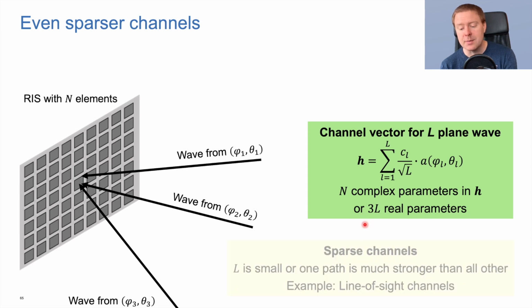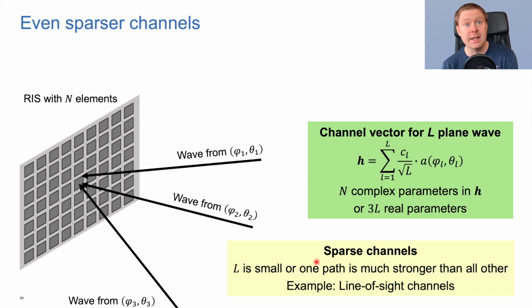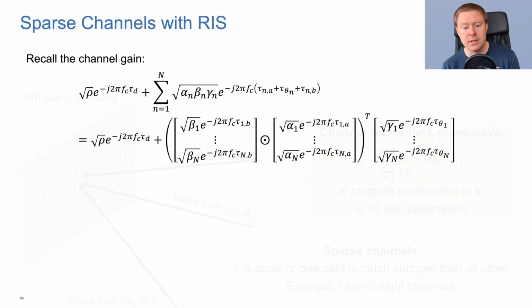But if L is much smaller than N, or if you have one path that is much stronger than the other one, which is typically the case in line of sight channels, well, then we can probably model it as a sparse channel and say that even if it's described by n complex parameters, we will still be able to describe it by a small number of them if we can just utilize the geometry here. So geometrically accurate channel models is really key in order to analyze both of these two technologies.